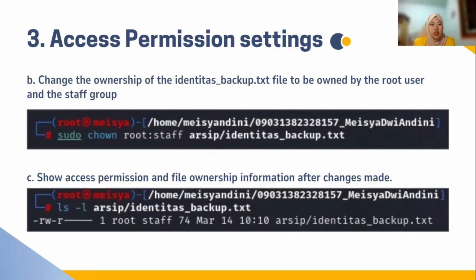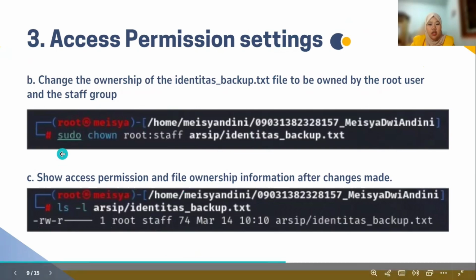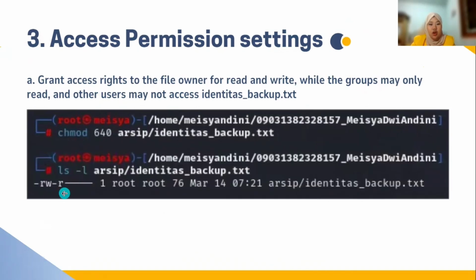Next, show access permission and file ownership information after the change is made. We use ls -l space subdirectory slash file name, and as can be seen here, the ls -l command confirms the change by showing rw-r--r-- root and staff, which before it was changed was rw-r--r-- and root.